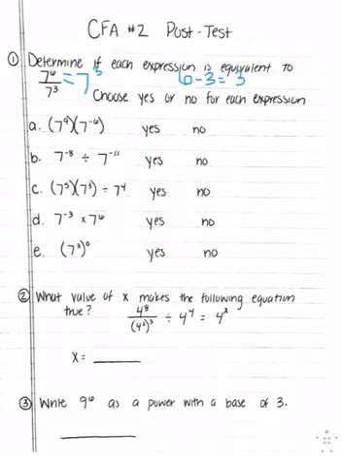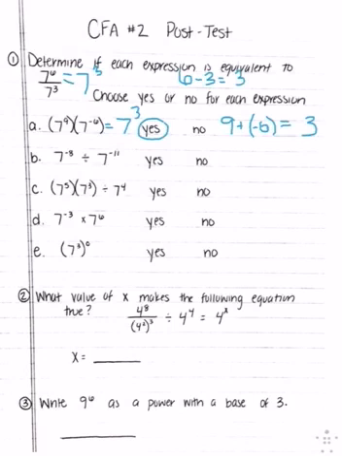So letter A, 7 to the 9th times 7 to the negative 6th. We're multiplying, so we add the exponents. 9 plus negative 6. This is where we have to remember our integer rules. If the signs are the same, we add. If signs are different, we subtract. The signs are different, and so we subtract. 9 minus 6 is 3. We keep the sign of the larger, 9, so it's a positive 3. Our answer is 7 to the 3rd power. So yes, it is a correct answer.